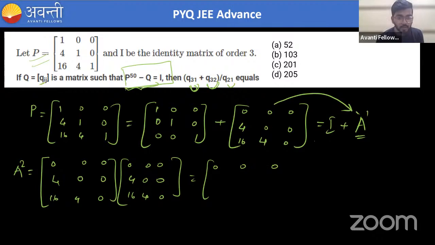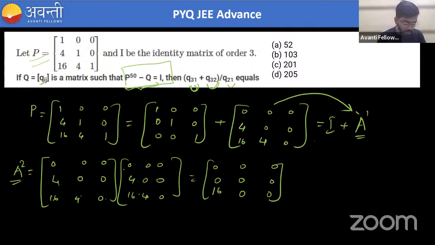Now, second row into first column, you will get 0. Second row into second column, you will again get 0. Second row into third column, all the elements in the third column are 0. Now, third row into first column, you will get 16 into 0 plus 4 into 4 plus 0 into 16, so 16 will remain. Third row into second column will result 0. Third row into third column will result 0. So you can see that after you found A square, more elements of A square became 0.